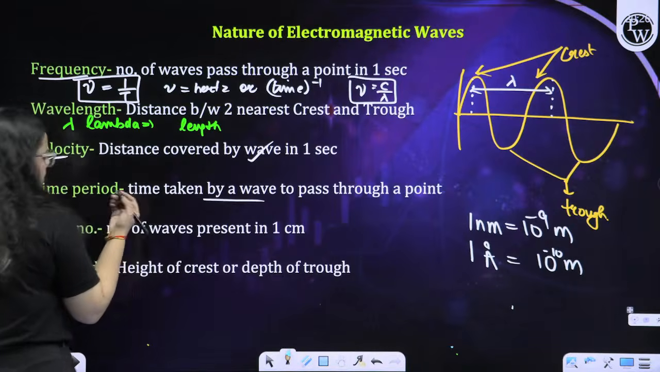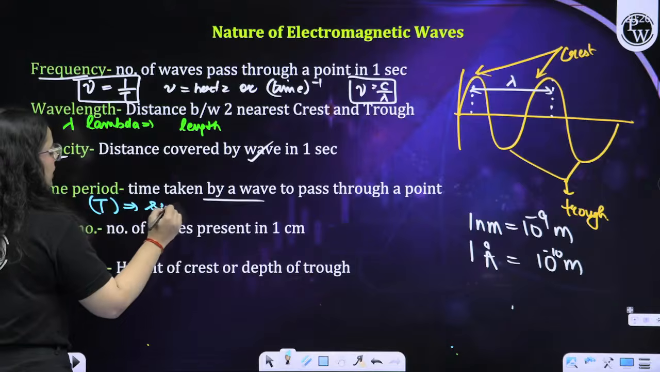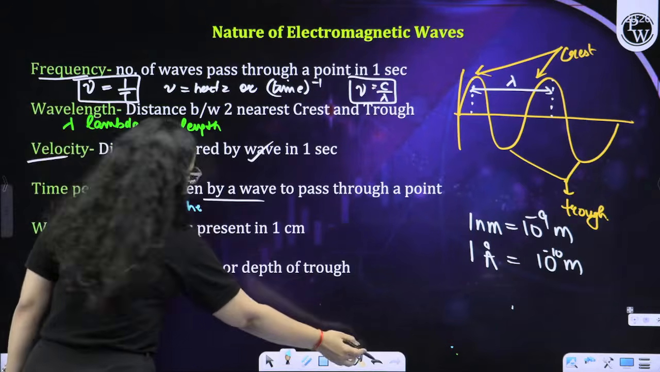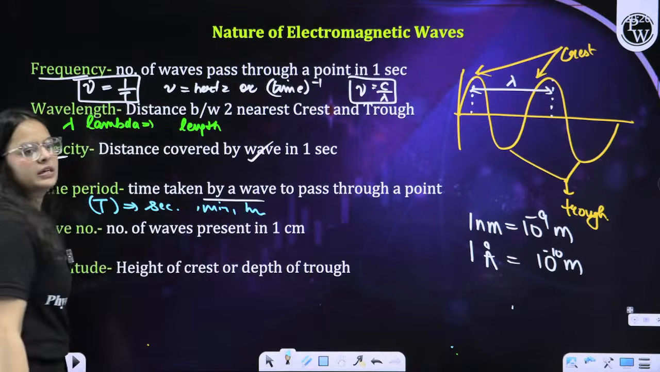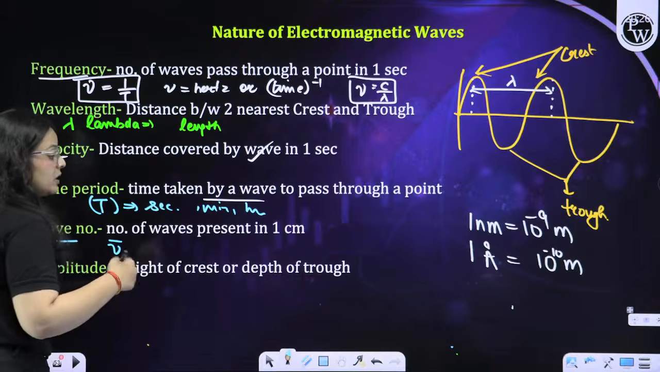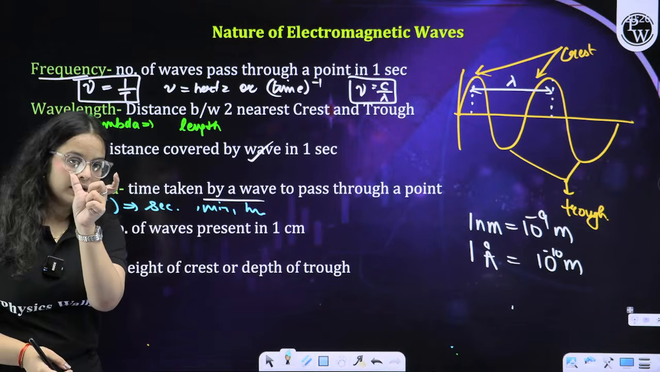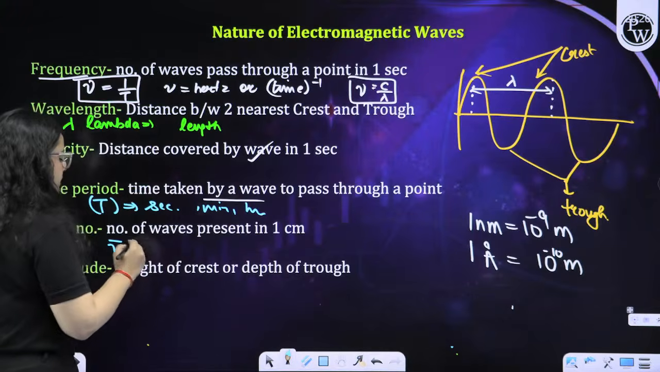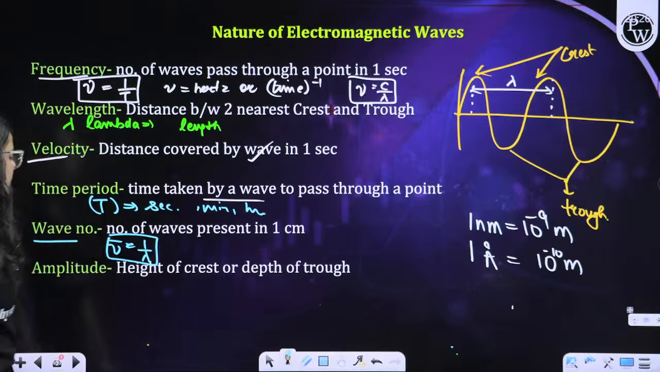Time period is represented by capital T, and the unit is time only: second, minutes, hour, depending on the units of time that we are taking. Wave number is how many waves are present in a single centimeter length. So it is just the opposite of wavelength, and we use the term wave number.